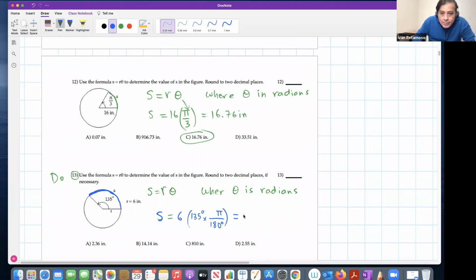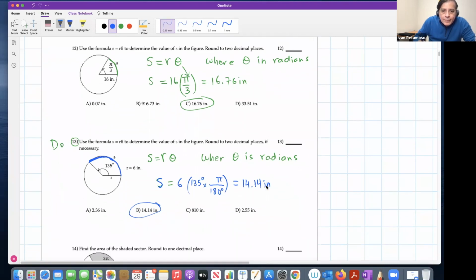It's just pi, right? Pi is 180 degrees, 14.14, rounded to 2 decimal places. In the end, we attach the units. Great. Excellent. Very good.